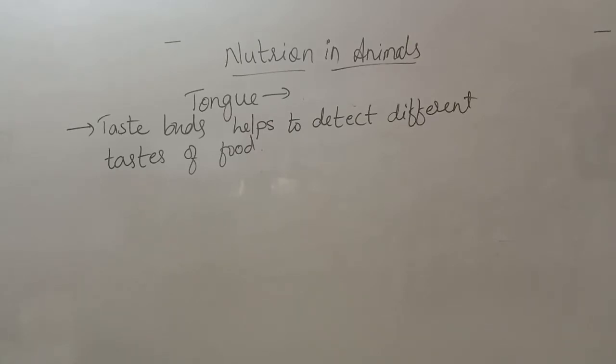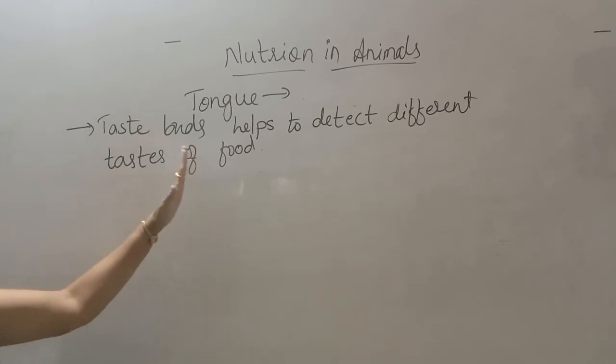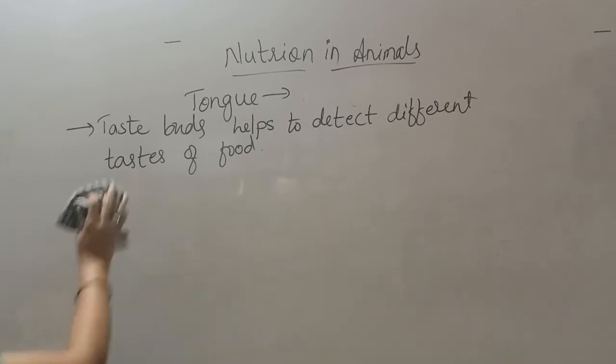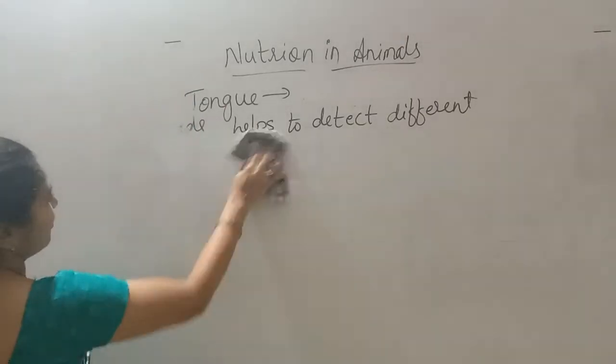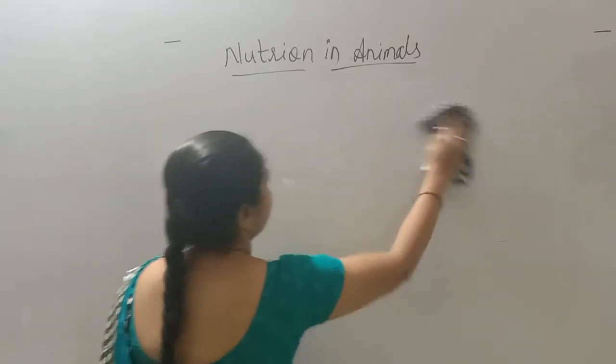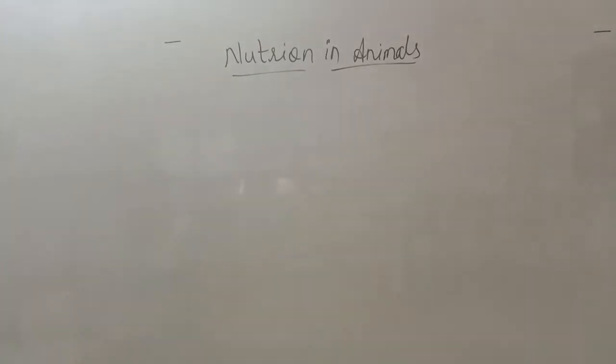Now, whatever food is chewed in our mouth with the help of the tongue, saliva and teeth, that food is swallowed. And that swallowed food is going to pass through the food pipe, also known as the esophagus. Food pipe or esophagus. So, what is the function of that food pipe and esophagus?